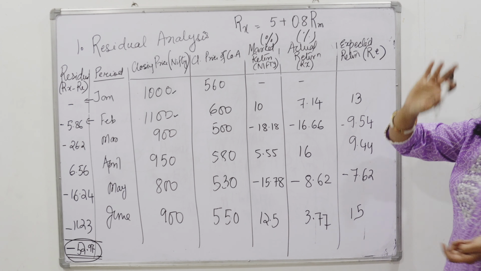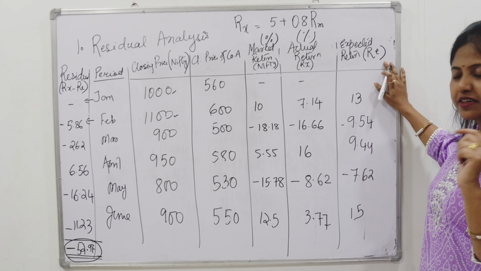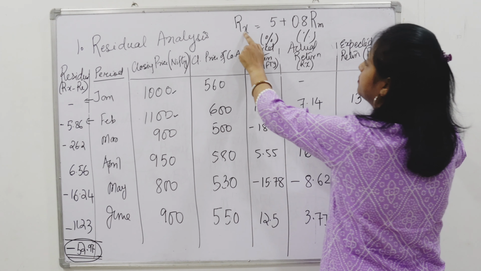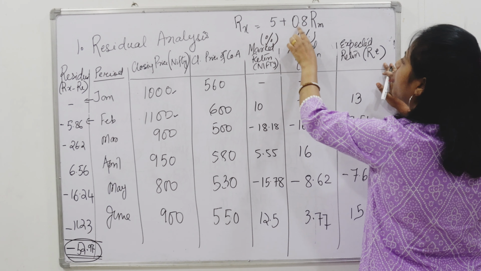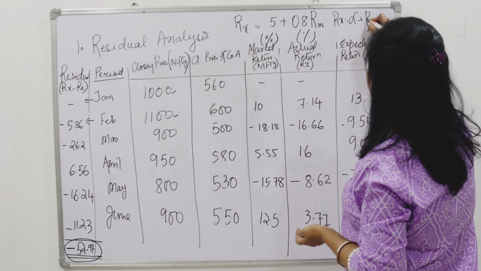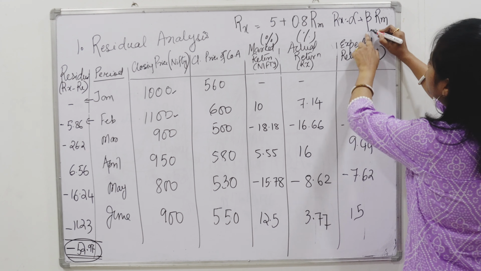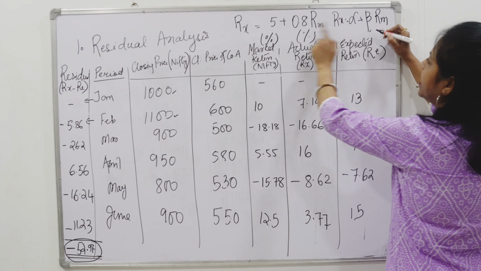Now what is my expected return? Here you have to pay some attention. As I told you, expected return comes from this equation. Expected return of a security is alpha plus beta times market return, Rx equals alpha plus beta times Rm. So let's assume that alpha is 5 and the beta is 0.8 in this case, and market returns are already given to me, 10, minus 18.18 this way. I put alpha 5, beta 0.8 and replace Rm with these values, 10, minus 18.18, and I get 5.55. This way I get the expected return.